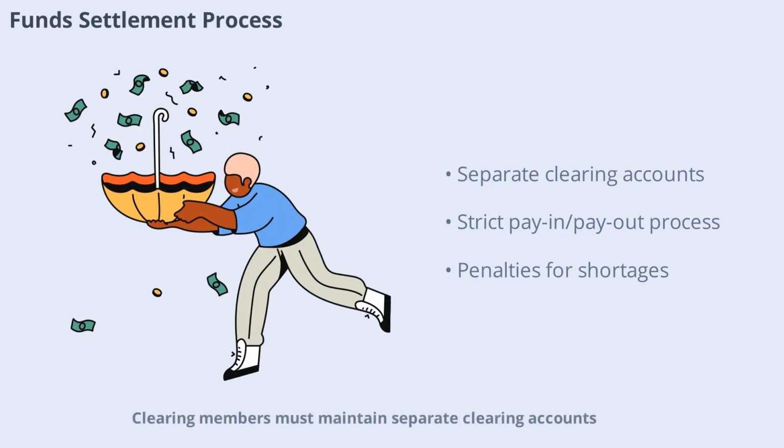Clearing members must maintain separate clearing accounts for each segment with designated clearing banks. On pay-in days, the clearing corporation instructs banks to debit clearing members' accounts and credit its own. On payout days, the process is reversed. Non-fulfillment of fund obligations is treated as a violation and can result in penalties or withdrawal of trading rights. Regular settlement of running accounts ensures that client funds are managed transparently and in compliance with regulations.